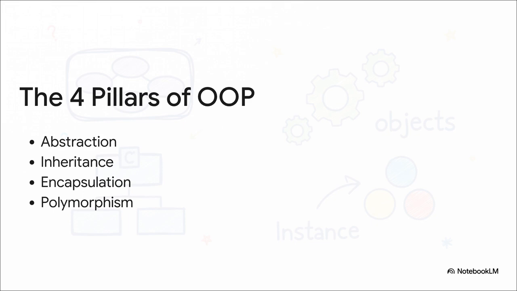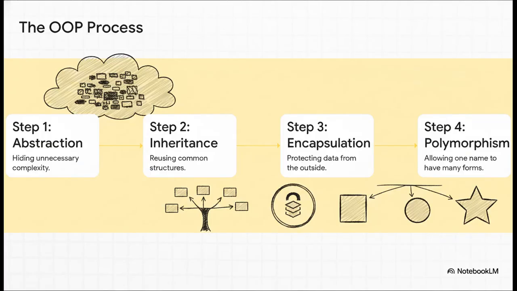Let's break them down. So think of it like this, kind of like a process for building great code. First, we hide all the messy complexity. Then, we reuse what we can, so we're not repeating ourselves. After that, we protect our data to keep it safe. And finally, we make our code flexible, allowing for different implementations of the same idea.